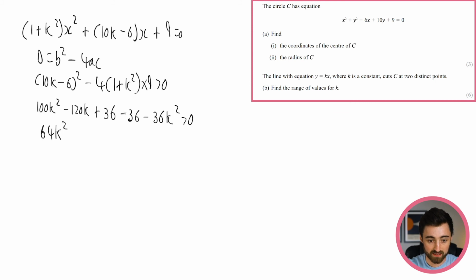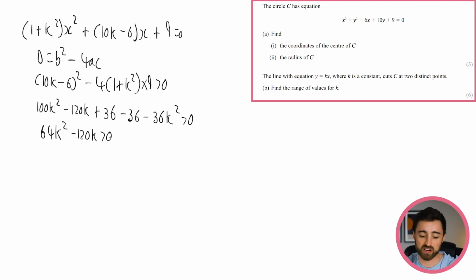So that's that sorted out. And then I've got this minus 120k here. And I know that this thing must be greater than 0. Okay, so let's basically not be silly. I don't want to just divide by k. I need to think about how to solve quadratic inequalities. There's a bit more going on.